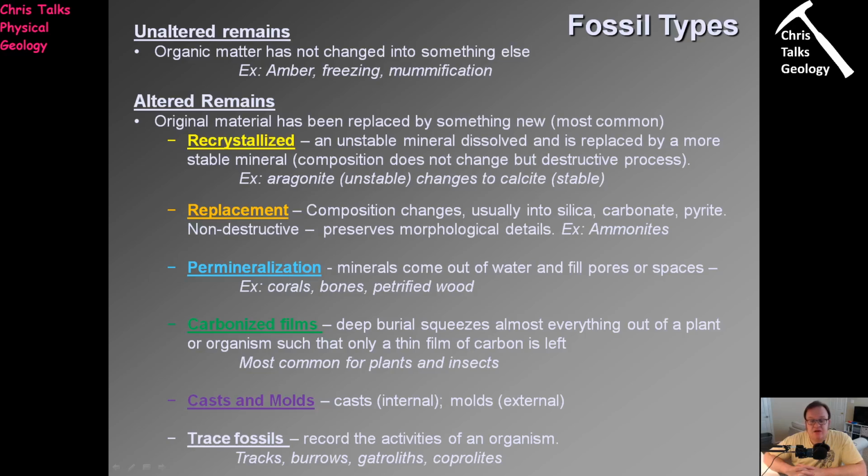Finally, we have carbonized films, and carbonized films are the result of taking something like a leaf and sandwiching it between two layers of sediment, typically muddy sediment. So you'll have a layer of muddy sediment, the leaf settles on top, and then another layer of muddy sediment will be deposited over the top. And then that leaf will get exposed to increasing pressure and temperature as the mud gets buried deeper and deeper and deeper. So what exactly happens?